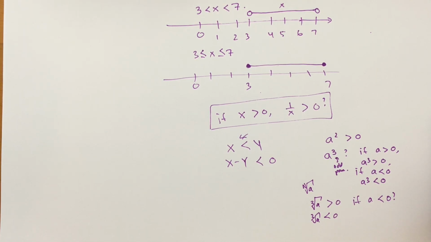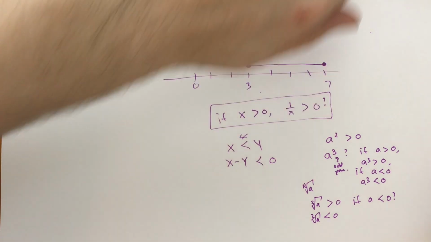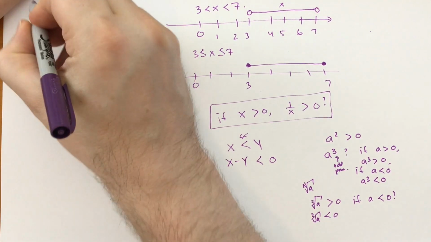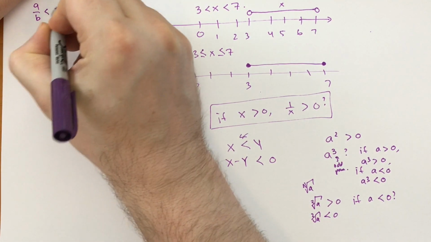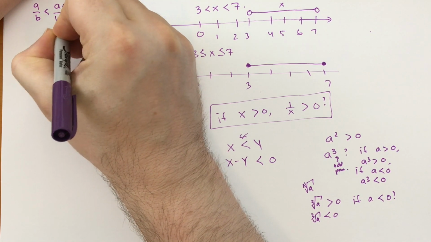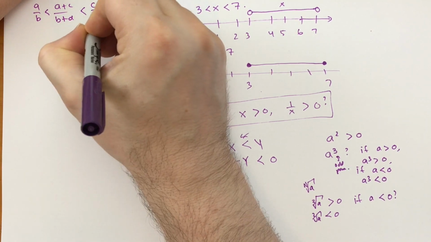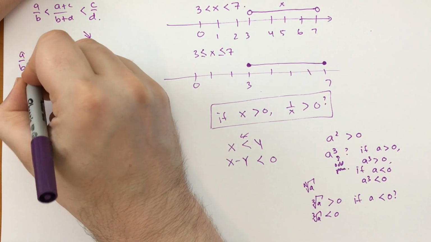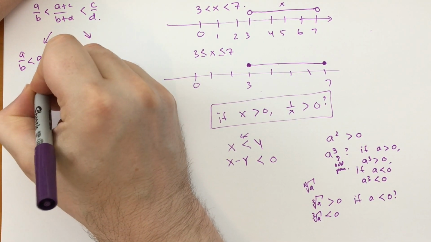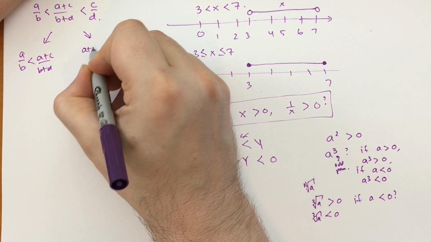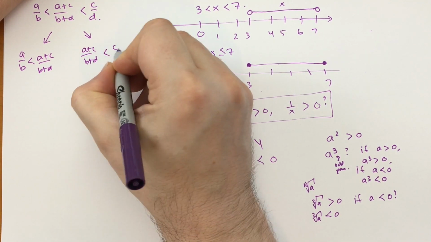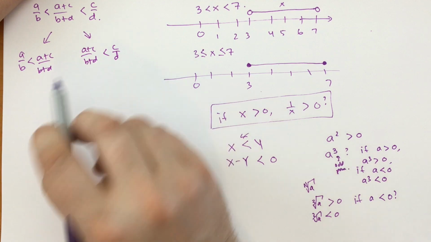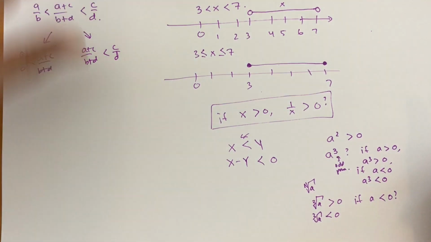And using the cross multiplication rule. So you have, let's just write this out. A over B is less than A plus C all over B plus D is less than C over D. This is really two statements. One says that A over B is less than A plus C over B plus D. And the other says that A plus C over B plus D is less than C over D. Okay, and then you can look at these and do the cross multiplication rule if you really wanted to.